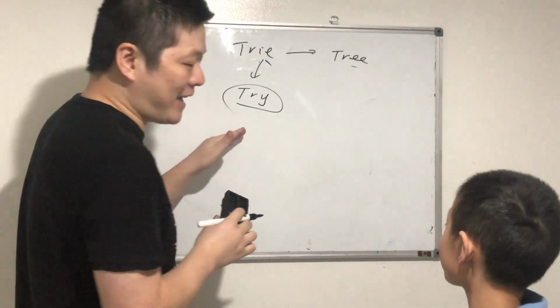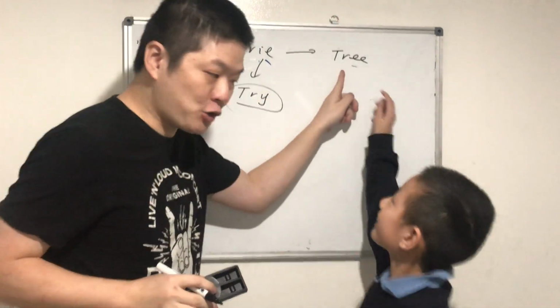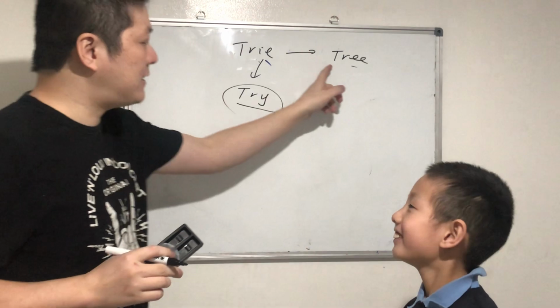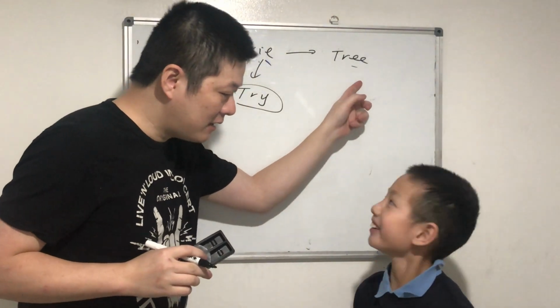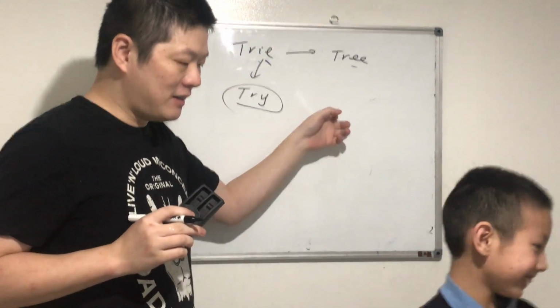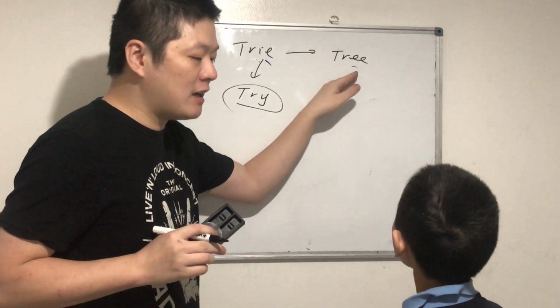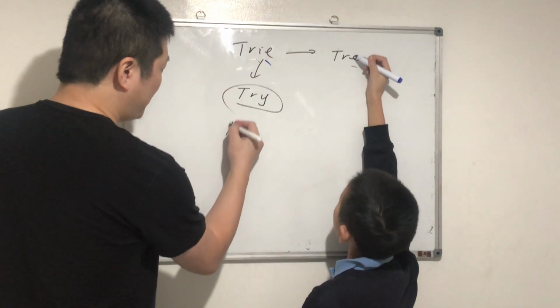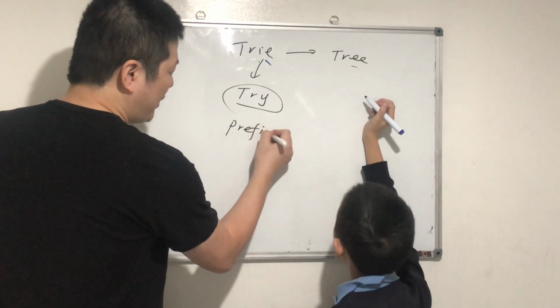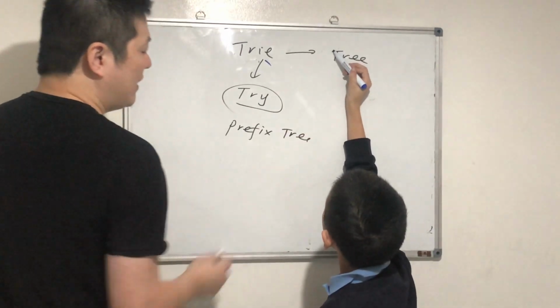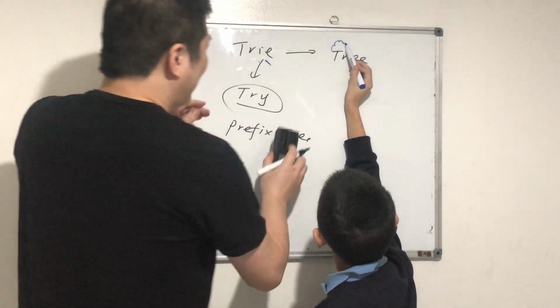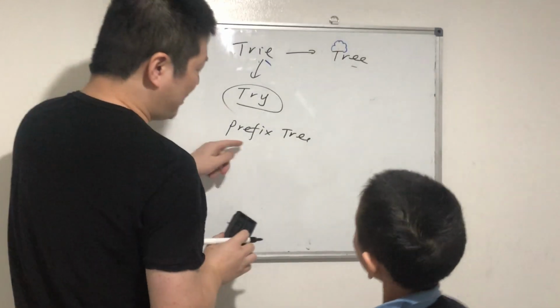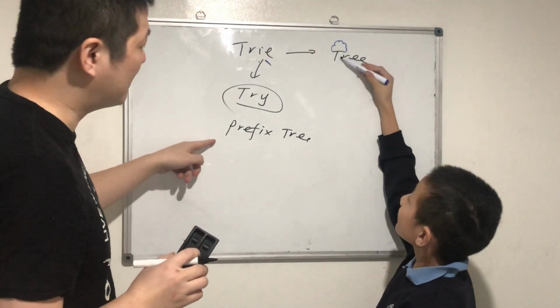So what I'll try is basically a kind of tree. Yeah, it's a tree, okay? Look, it's a tree, but it's not a binary tree. It is a prefix tree. Okay, so what does it look like? What is a prefix tree?